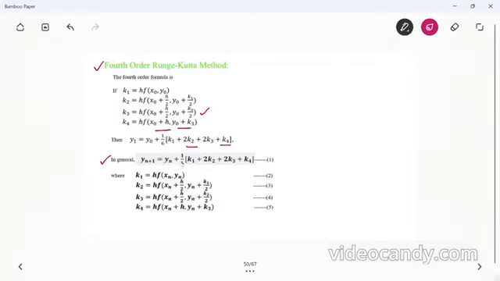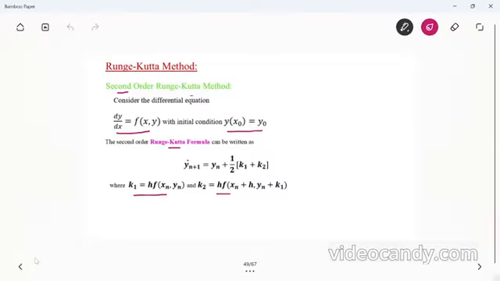Therefore, our k1 is h f of xn, yn; k2 is h f of xn plus h by 2, yn plus k1 by 2; k3 is h f of xn plus h by 2, yn plus k2 by 2; k4 is h f of xn plus h, yn plus k3. This is the Runge-Kutta method of order 4, because here we find the increment using four variables k1, k2, k3, k4, whereas in the previous case we got these values using two variables, k1 and k2.